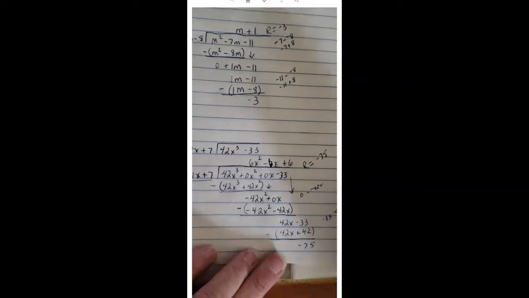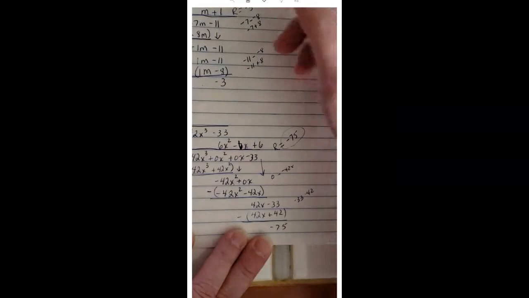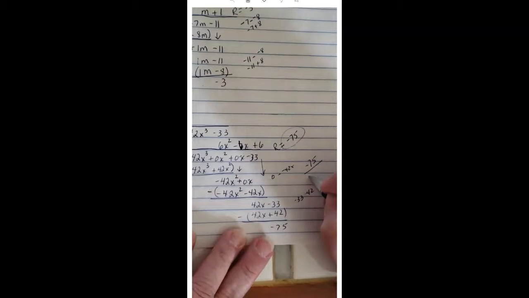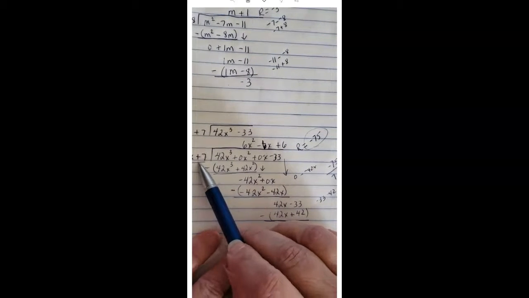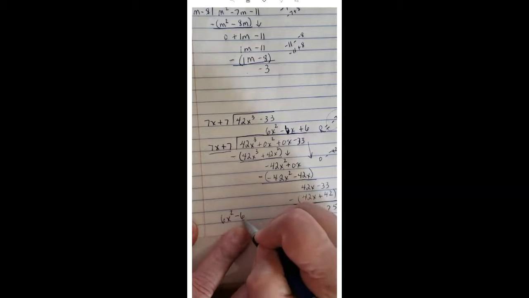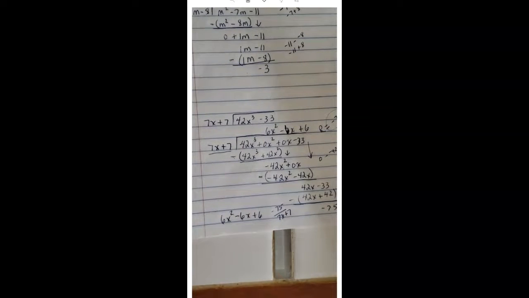Now on Math Excel, it may be specific, and I think it might be. So let me remind you of something else that you learned when we were doing long division in kindergarten, first grade, whatever, third grade. I could write that as negative 75 over 7x plus 7, because that's what I'm dividing by here. So my final answer would be 6x squared minus 6x plus 6 with the remainder of negative 75 over 7x plus 7. And that would be long division.